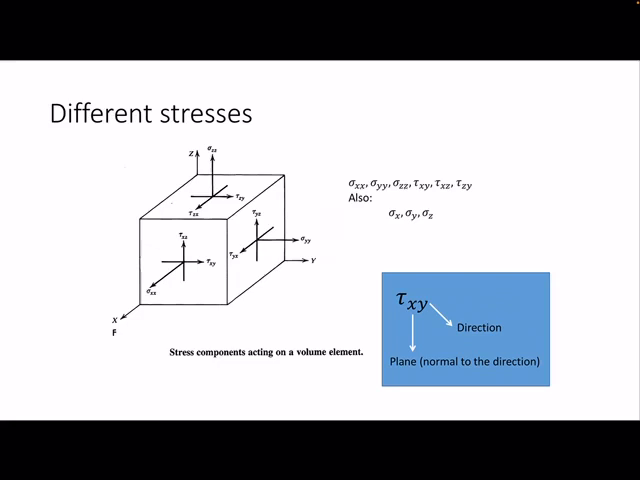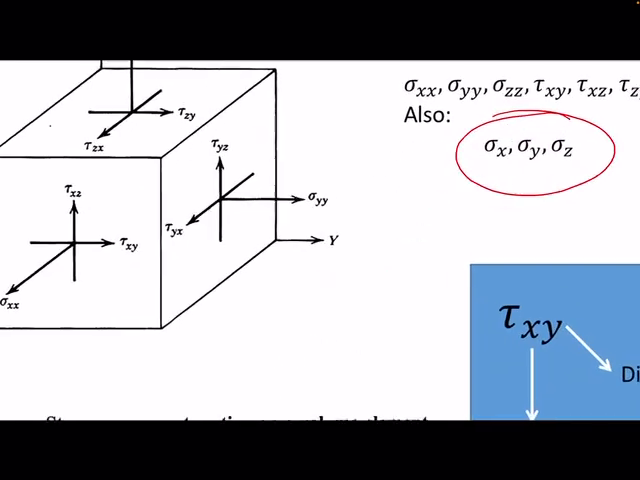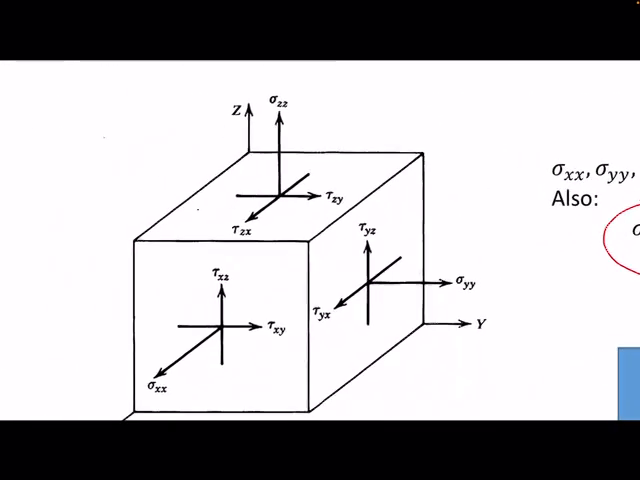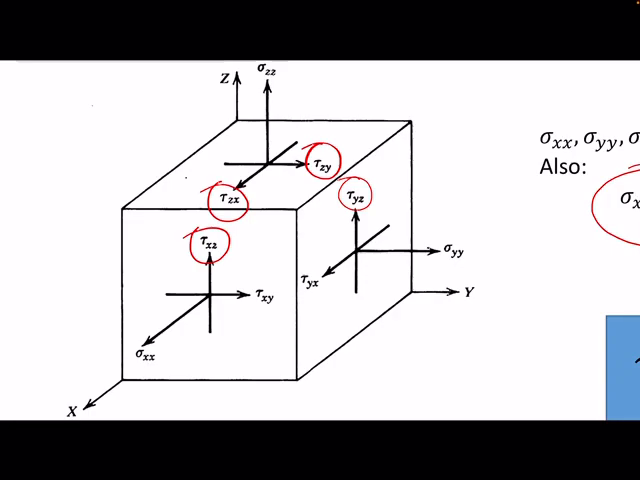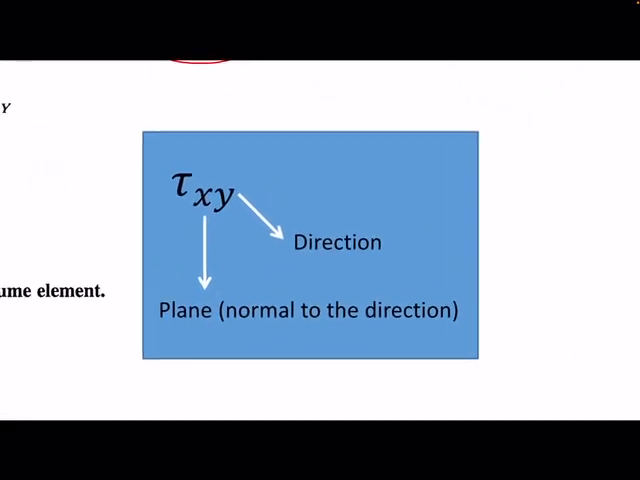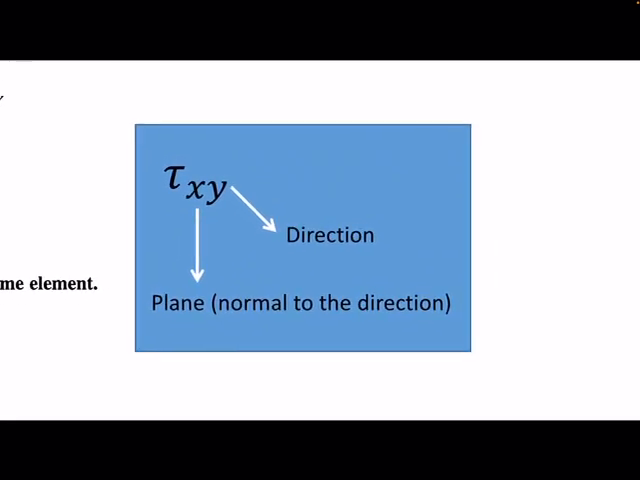Again, as we've said, the normal stresses are easy, so they are the sigma x, sigma y, sigma z. But then, if you look at the shear stresses, you see there's a tau xy and tau yz, and there's a tau zy, there's a tau xz, tau zx, and so on. So how do we define these? We have to look at it as the following.